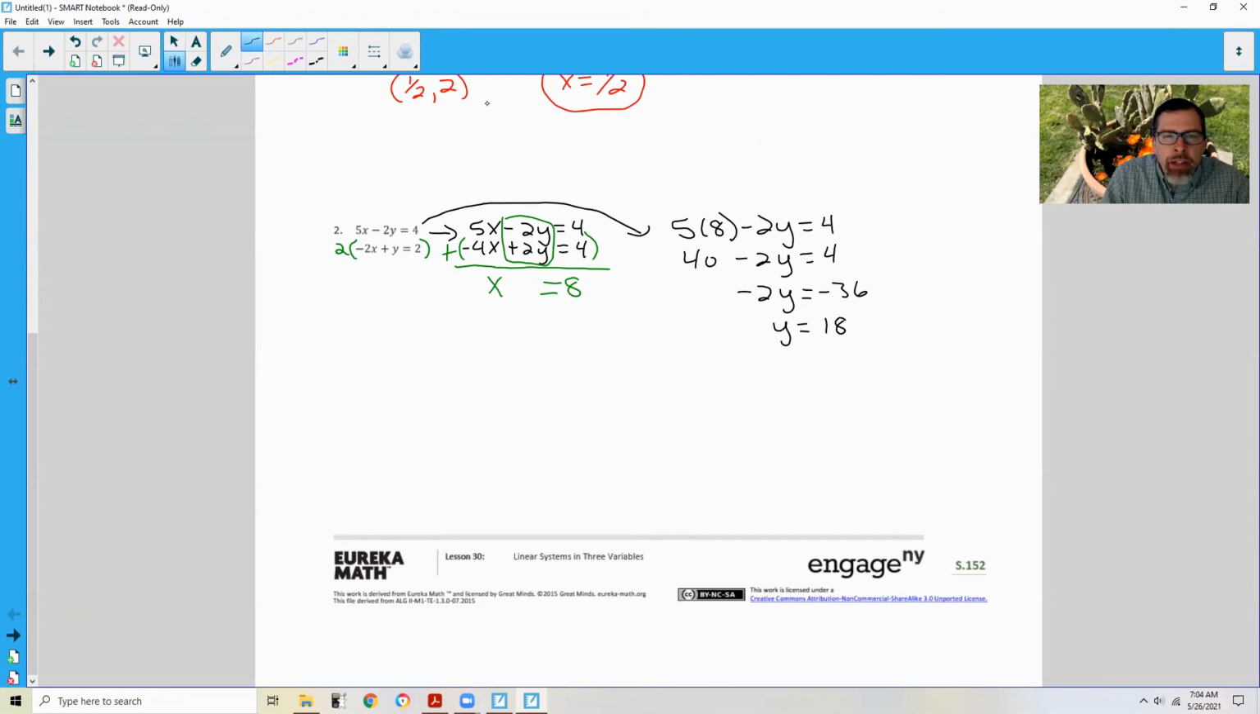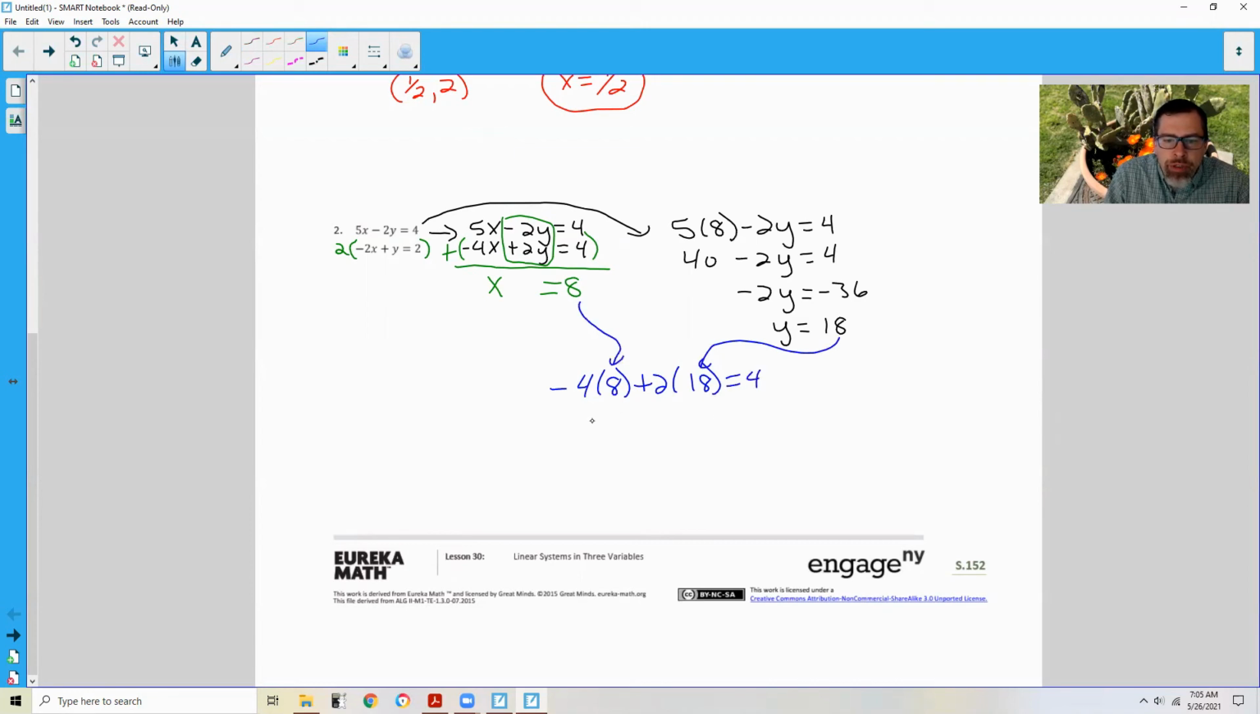Okay, and then the last problem I didn't check, but you should always check. So I will check on this one. I'll do it in the other equation just to check. So I'll say negative 4 times my x plus 2 times my y, right? This comes from here, and this is coming from here, has to equal 4.